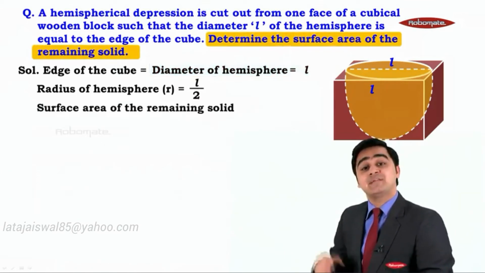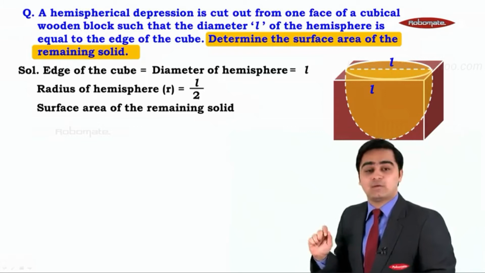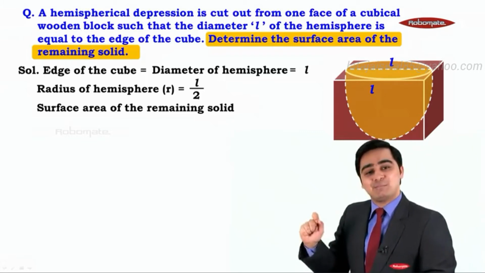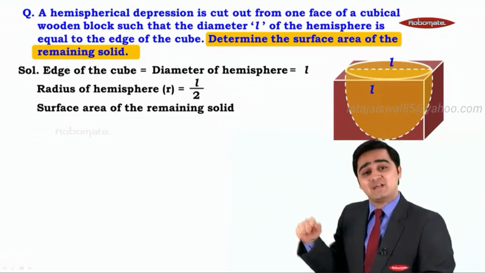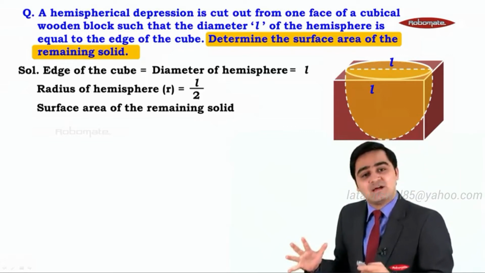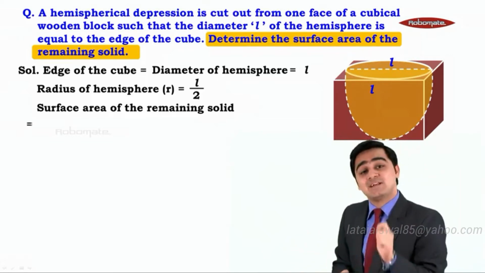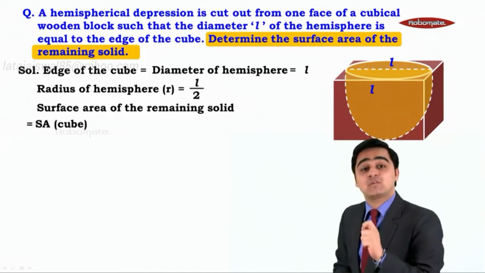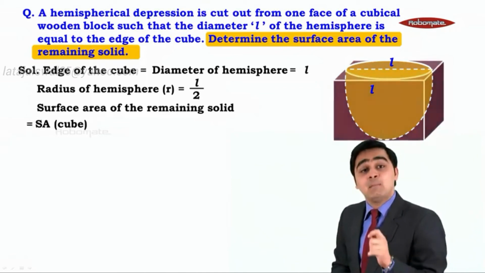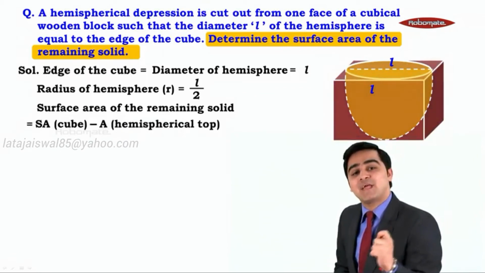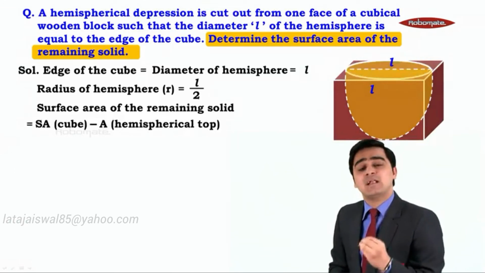So we have to determine the surface area of the remaining solid. Observe, surface area simply means the addition of the areas of those surfaces which are visible from outside. So we can say that surface area of the remaining solid is equal to the surface area of the entire cube minus the area of the hemispherical top. Now let us understand why.